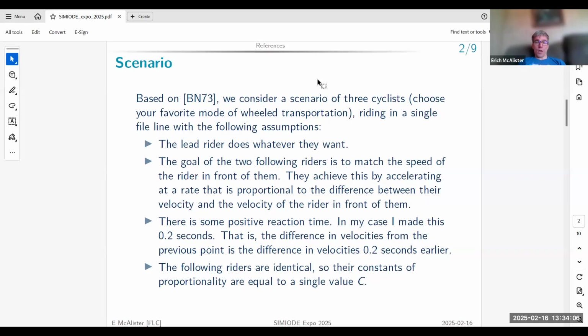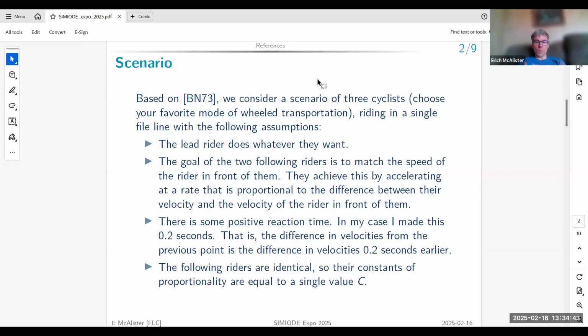The goal of the two riders following this lead rider is to match the speed of the rider that's directly in front of them. They achieve this by accelerating at a rate proportional to the difference between their velocity and the velocity of the rider in front of them. The thing that makes the problem really interesting is that there's some positive reaction time, because people or things do not actually react instantaneously to a difference in velocity. I made the reaction time 0.2 seconds.